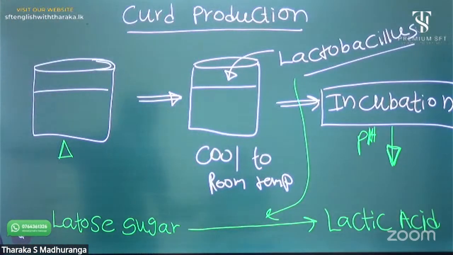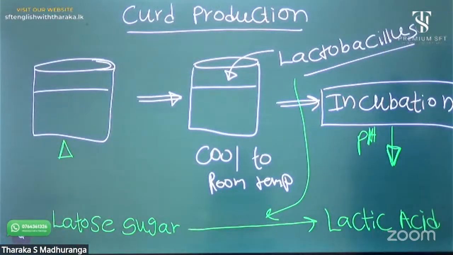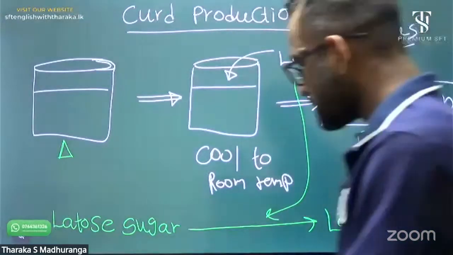That's the story of curd production. That's very important. The semi-solid texture of curd is formed due to the coagulation of casein as a result of denaturation under low pH value, as a result of lactic acid production.